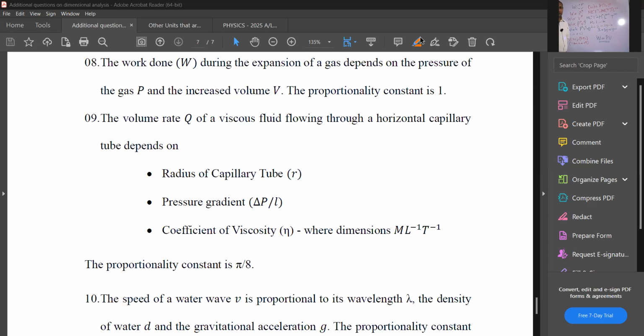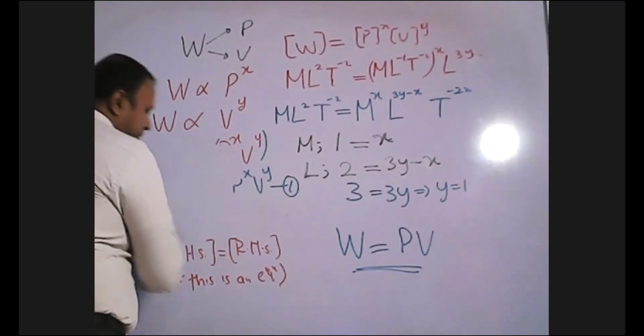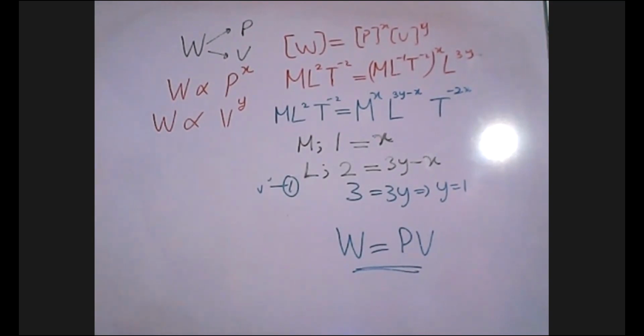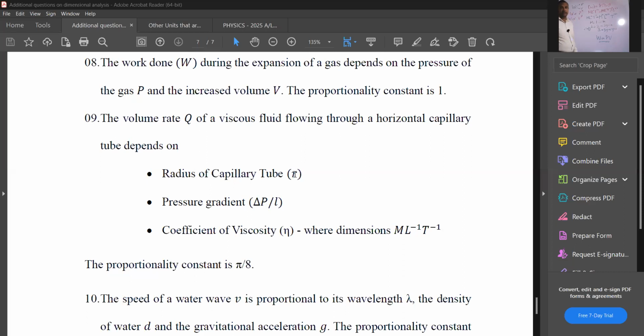The volume rate Q of a viscous fluid flowing through a horizontal capillary tube depends on the following factors. Volume rate. What is the meaning of volume rate? In here there is a word, rate. The volume rate Q. So what is the meaning of that term?